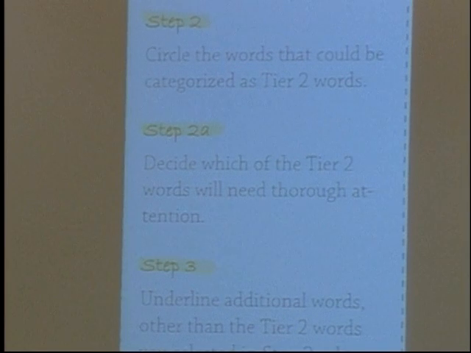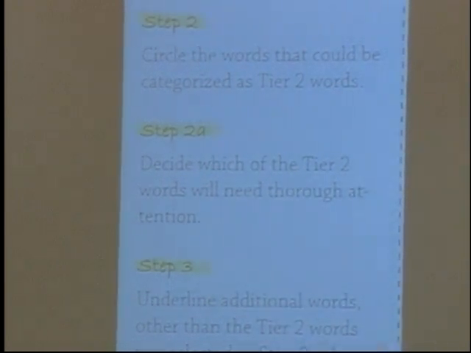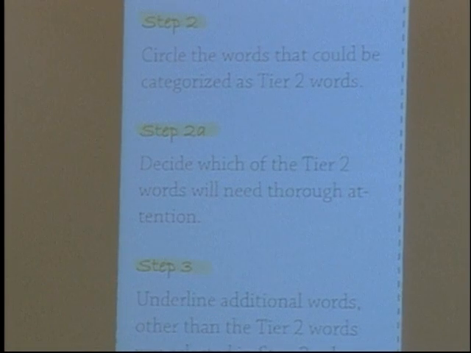If it's highlighted and circled, those are the ones you're going to choose from to decide which ones to put through the routine. As far as marking the words at this point on step 2A, there's not anything specific you'll do other than note the words that you are going to explicitly teach. Okay? I am ready to move on to step 3.